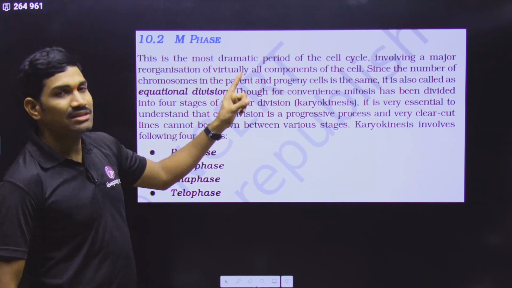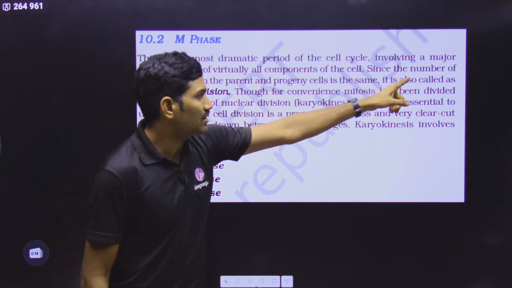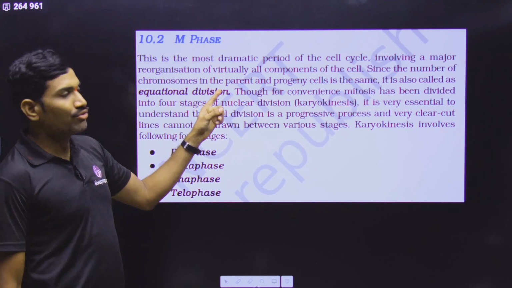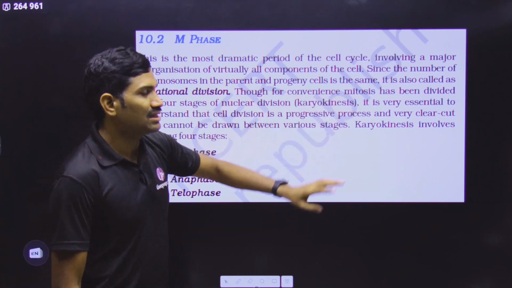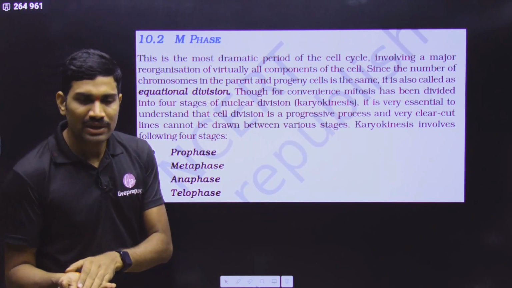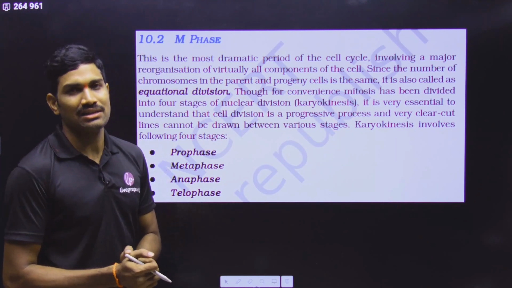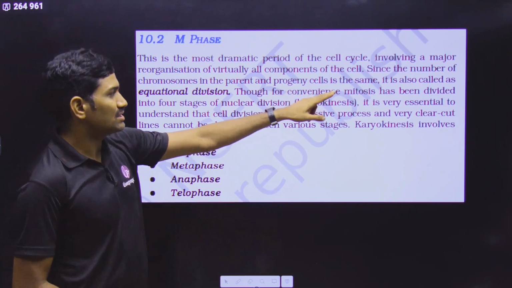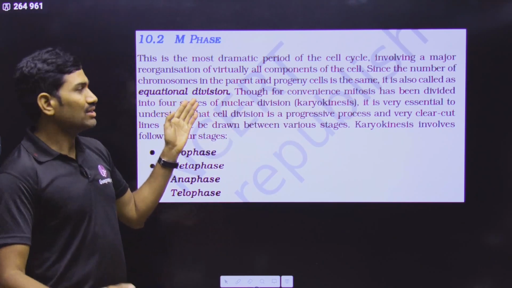That's why they are saying that this is the most dramatic period. Next one. Since the number of chromosomes in the parent and progeny cells is same, so the ploidy of the parent cell and the ploidy of the daughter cell, that means the number of chromosomes is same. It is also called as equational division.